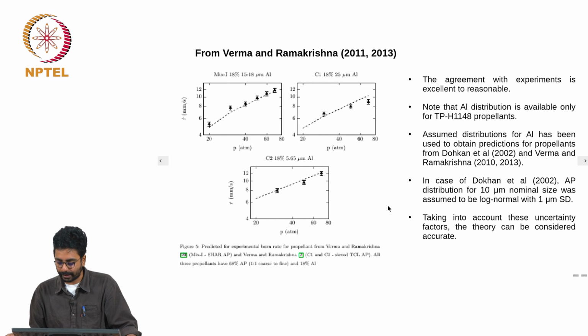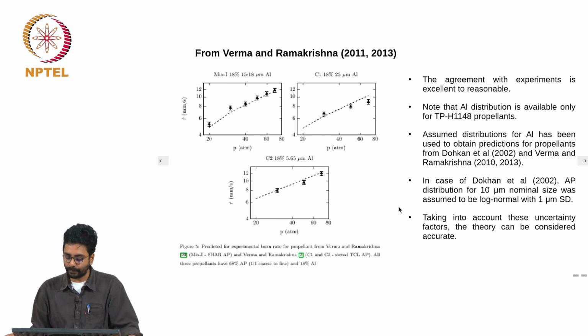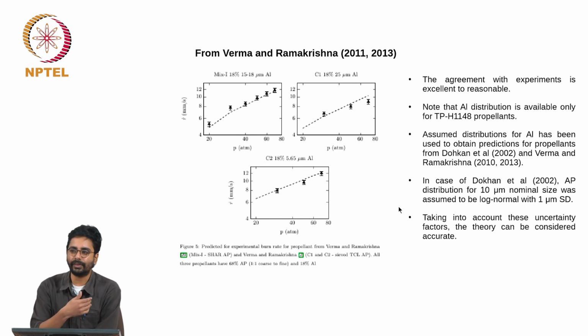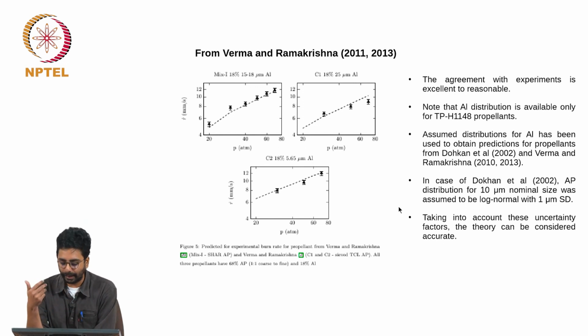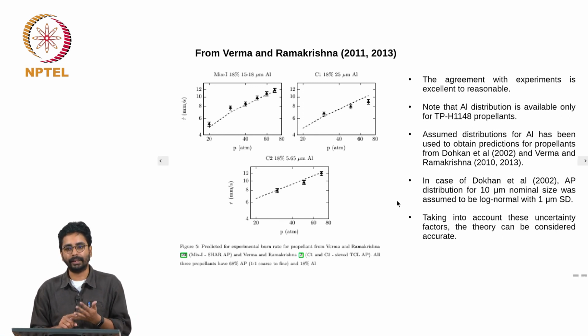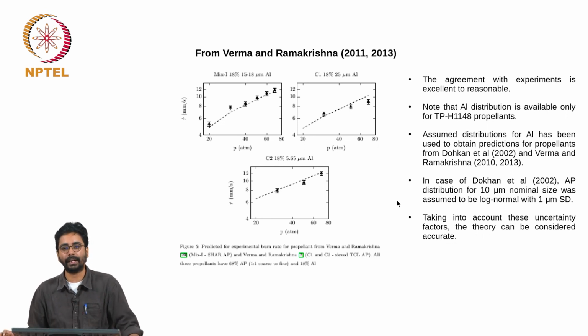In the case of the propellants from the paper by Doken, the AP distribution for 10 micron nominal size was assumed to be log normal with 1 micron standard deviation. The point I want to make is that when you want the predictions to be good enough for you to make decisions on which composition to go forward with, the important inputs that are required for the code are detailed AP particle size distribution and also detailed aluminum particle size distribution, just to find out what fraction of the particles are smaller than 1 micron and what fraction of the particles are larger than 1 micron.